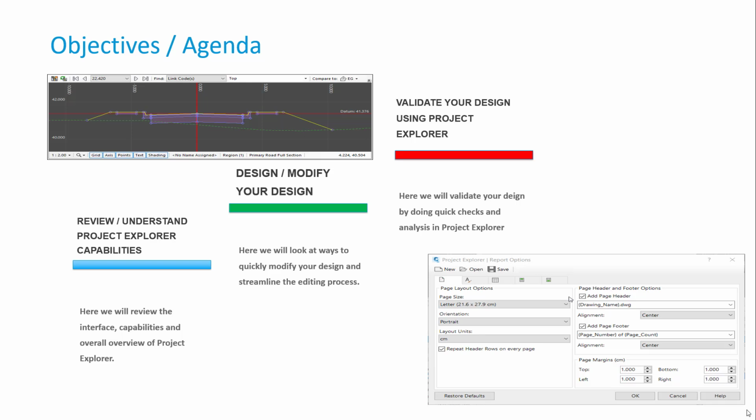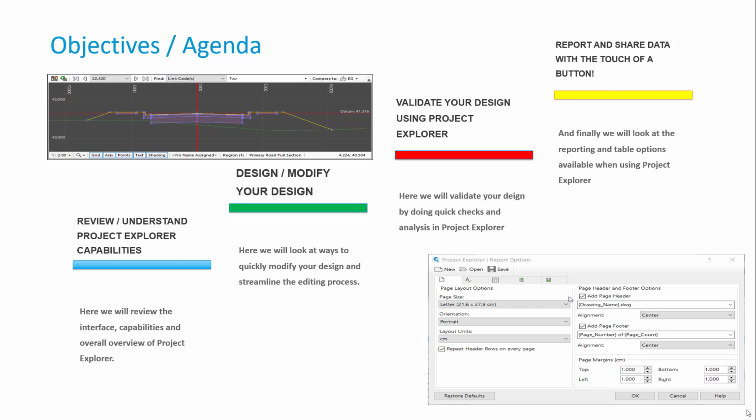We'll quickly look at the very simple ways to validate your design. There's quick checks that are happening as you go. We'll take a look at where those are and then what you can do about them. And then we'll wrap it up with reporting and sharing that data. So you can export out to 2D DWGs, you can export out to PDFs, Excels, everything's fully customizable. So that's going to be our agenda.